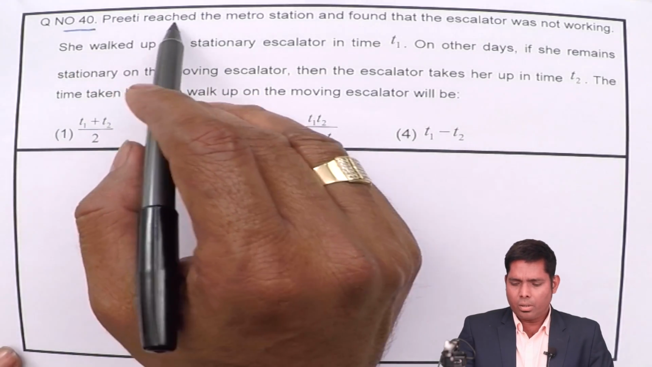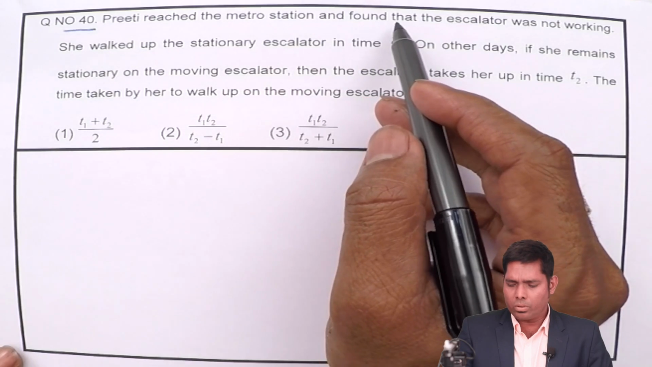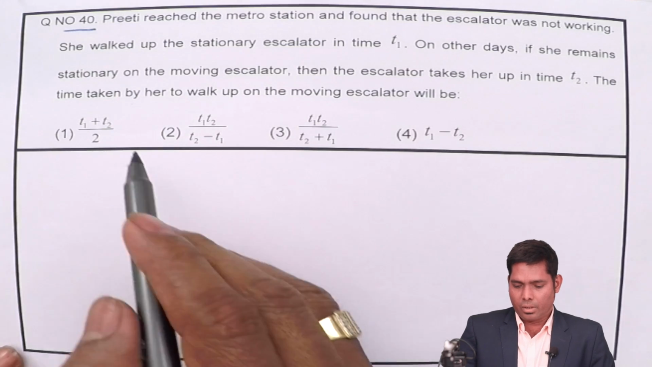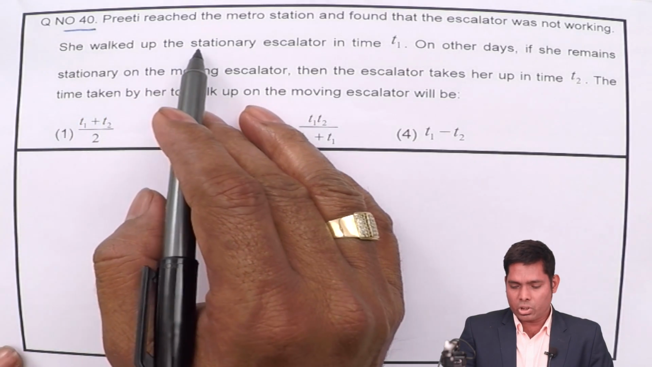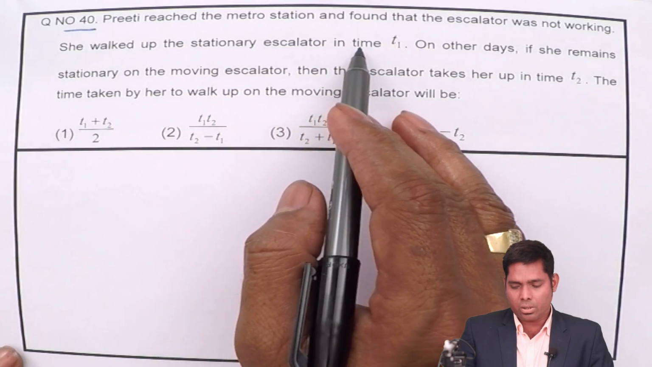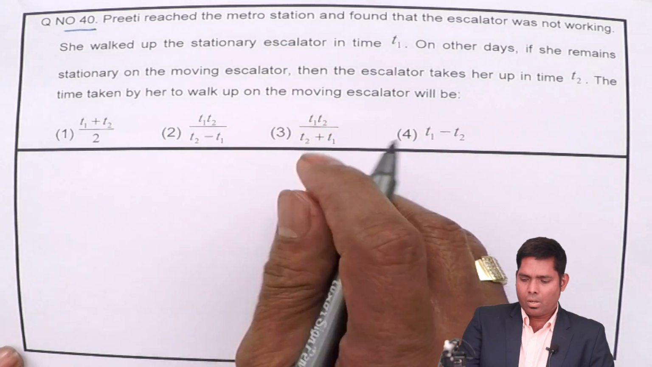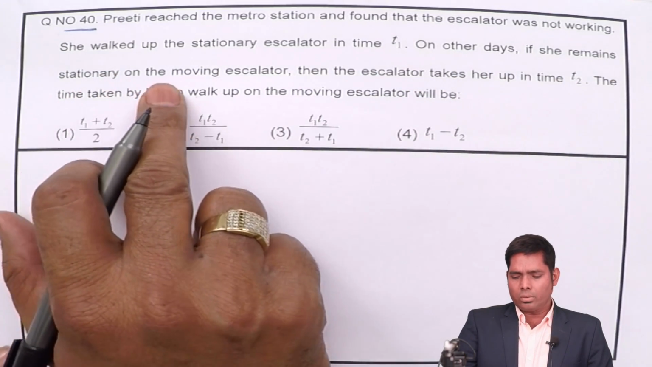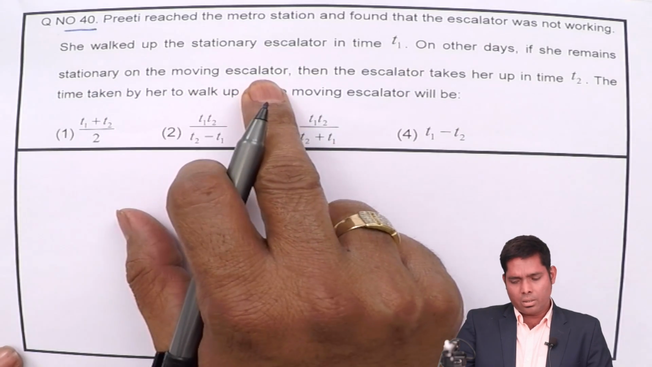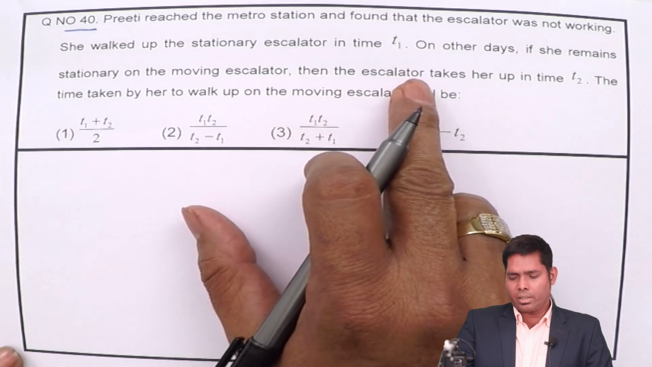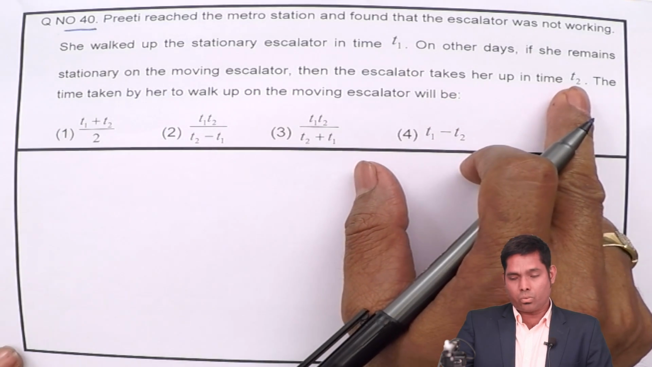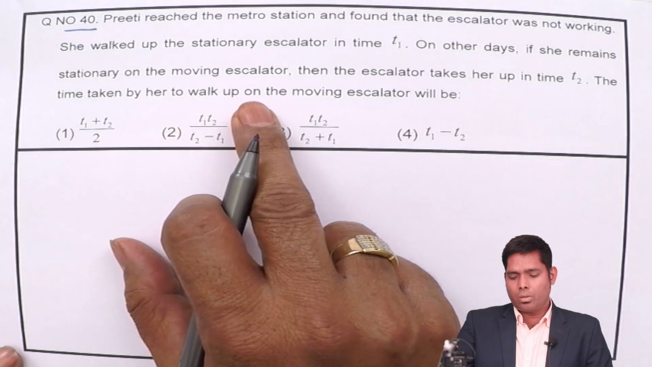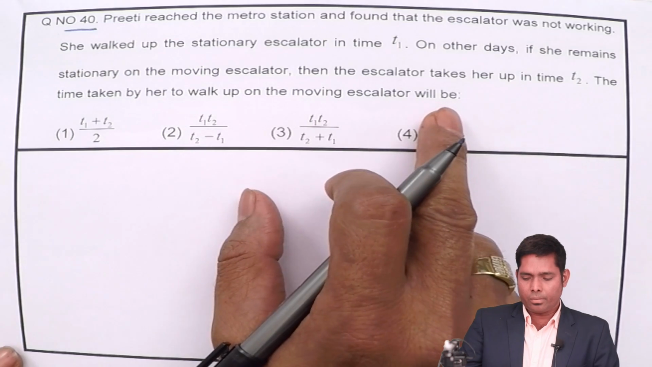Preeti reached the metro station and found that the escalator was not working. She walked up the stationary escalator in time t1. On other days, if she remains stationary on the moving escalator, then the escalator takes her up in time t2. The time taken by her to walk up on the moving escalator will be?